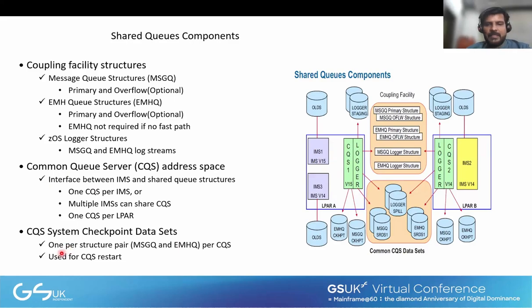Then we define the CQS checkpoint datasets, one for the message queue structure and the other one for the EMHQ structure per CQS. So for every CQS, there will be a checkpoint dataset, separate for the message queue and EMHQ structures. These system checkpoint datasets are used for CQS restarts in case of any failures.